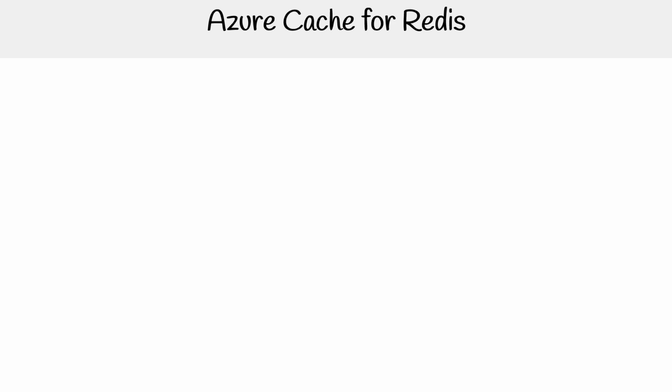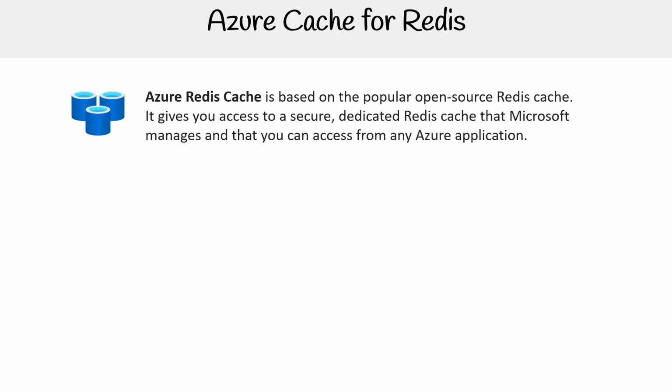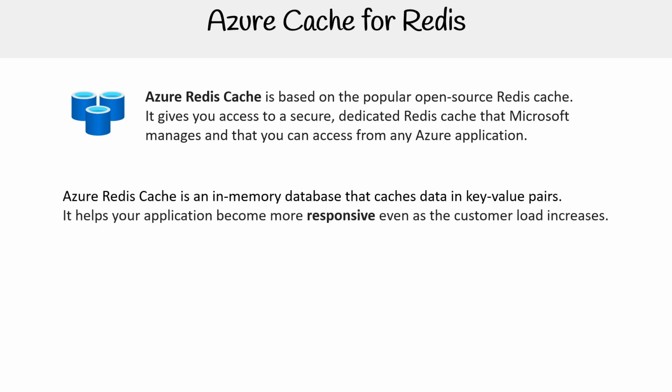The next topic we'll be covering is Azure Cache for Redis. Azure Redis Cache is based on the popular open-source Redis cache. It gives you access to a secure, dedicated Redis cache that Microsoft manages and that you can access from any Azure application. Azure Redis Cache is an in-memory database that caches data in key-value pairs.